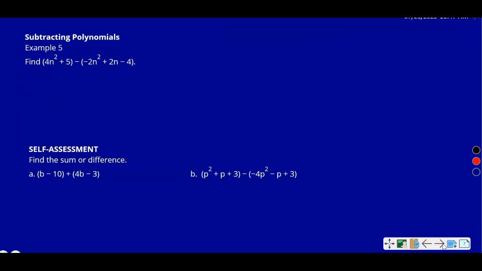Example 5, subtracting polynomials. All right, so subtracting polynomials is very much like adding polynomials. It's just one extra step. So the first thing is when you see 4n squared plus 5 minus, and you see parentheses, you know that that negative has to be distributed to each term inside that parentheses. So you can very quickly change this into addition.